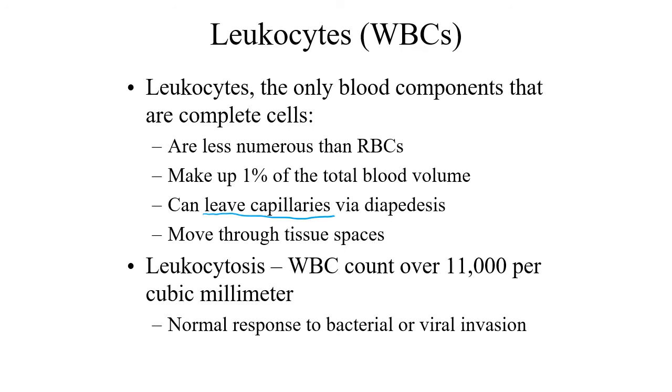WBCs, in terms of our count, are going to be in the neighborhood of 11,000 cells per cubic millimeter. So quite a bit less than that of the red blood cells as well. And if we have any kind of bacterial, viral, parasite, whatever type of infection that may be going on, those levels are going to start to become elevated. And so we're going to see those levels start to head up above and north of that 11,000 number.